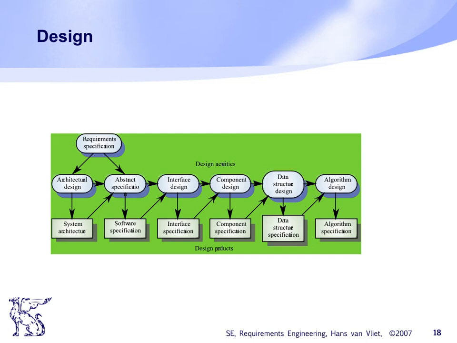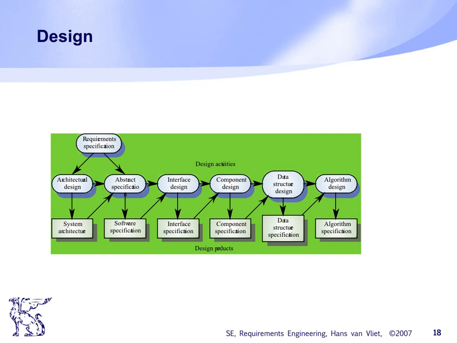So from there we will start our architectural design. Architectural design broadly identifies the subsystems. Once we identify all the subsystems, we get the system structure, the system architecture. From the system architecture we start abstract specification. Here we will specify subsystems and define what each subsystem will do. From there we get software specification.